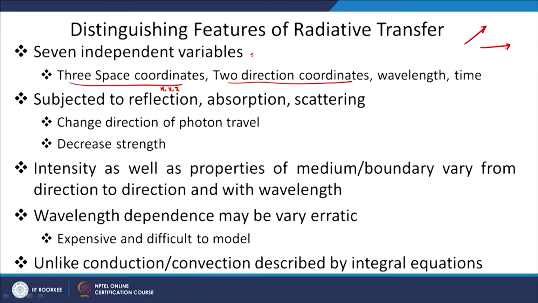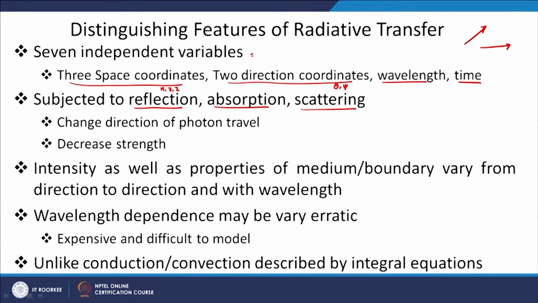So, intensity of radiative heat transfer depends on the direction of motion of photons. There are 2 directional coordinates; normally the direction is represented by 2 angles, the polar angle theta and the azimuthal angle psi. So, 2 angles are required to represent the direction, and then we have wavelength and time. So, these 7 independent variables make the problem very challenging.